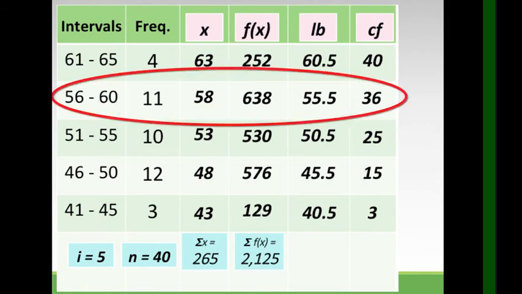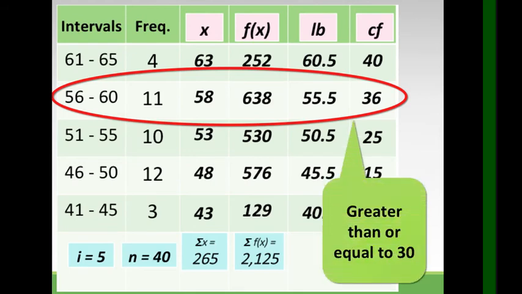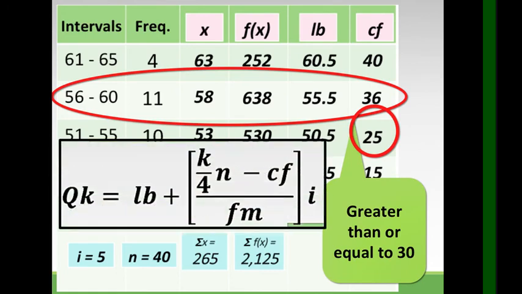And now, what is lower than 36, which is the less than cumulative frequency? And that is 25. Okay, so this is our formula from earlier. So let us first determine what we are going to write in this formula. So for the lower boundary, this is our lower boundary. So let me write.